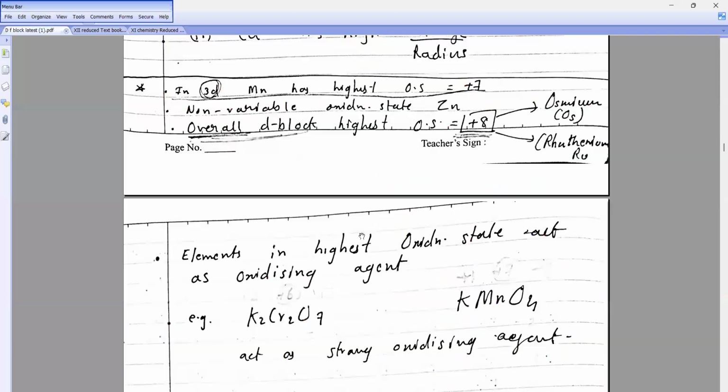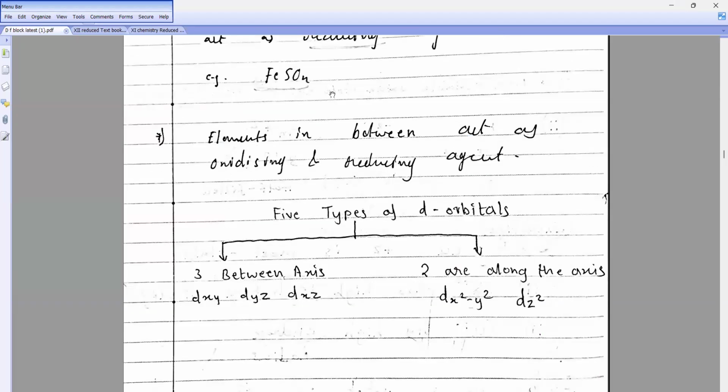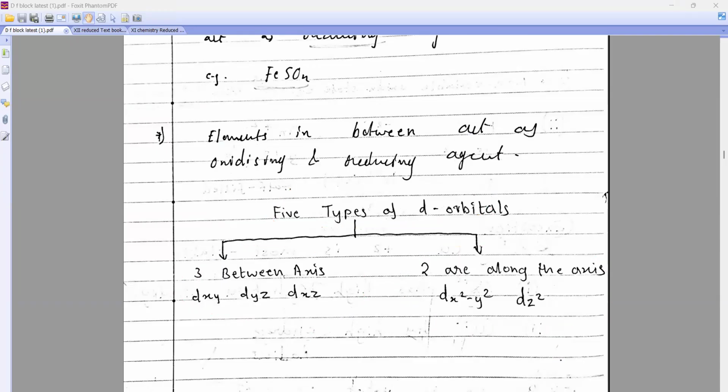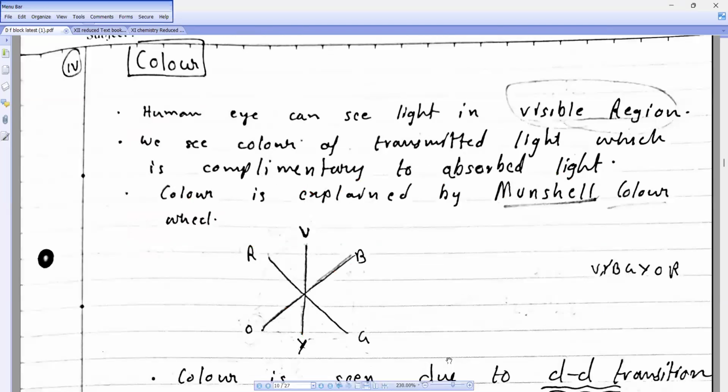So look here, beta, we are starting with this. I have written from, look, last class was still here. I have done oxidizing and reducing agent. Now, how many types of orbital are there? In D beta tell me 5 types. 2 are along the axis, e.g., and these are between the axis. Now, how is the color visible? Look, a human eye can see color only in which range? Visible range. In which range? Visible ray. Look, I have written here color is, we can see color.